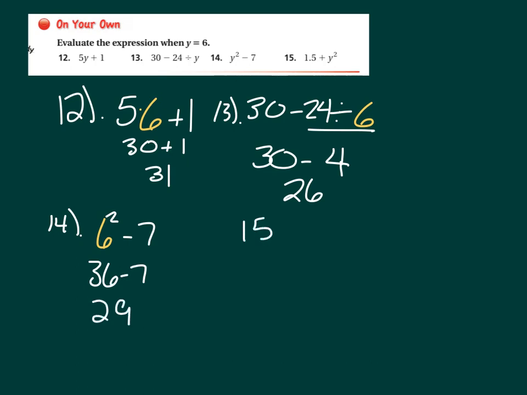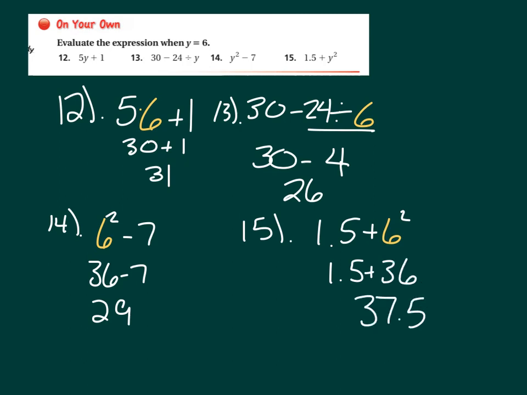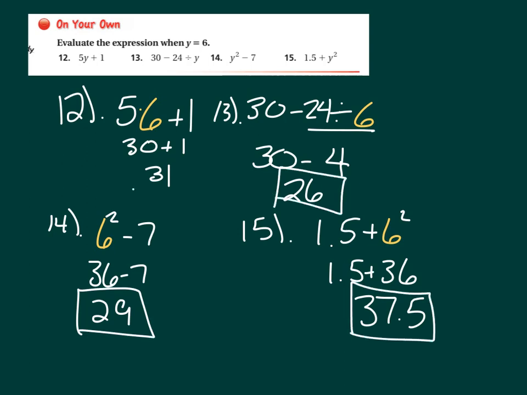15, we have 1.5 plus 6 squared. 6 squared again is what we have to evaluate first. We have 1.5 plus 36. We add those up and we have 37.5. So again, remember to ask questions and make sure you got all those answers correct after you plugged in that value for y.